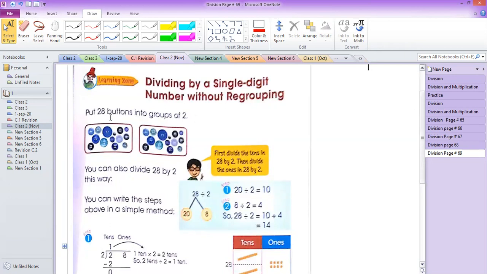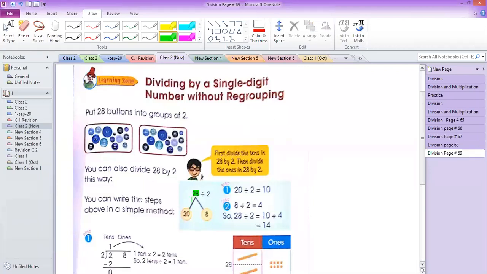There is an example: put 28 buttons into two groups of 2. So we have to divide 28 buttons into two groups. So there is one method we can use here. This is 28, right? As you know, you can expand it. In 28, there are two tens and 8 ones. So you can write the value of 2 here. The value of 2 here is 20 and the value of 8 is 8, because 2 is in the tens place, its value is 20.